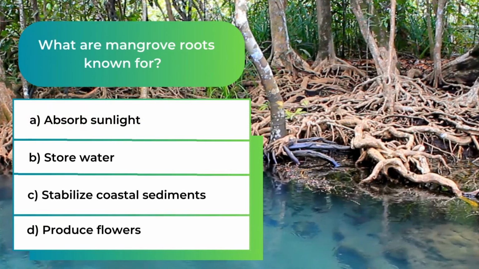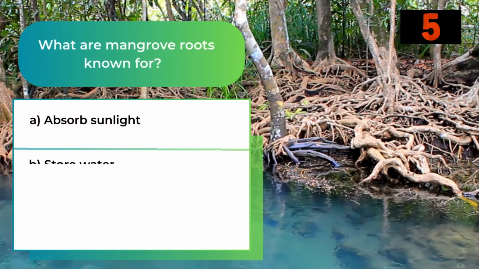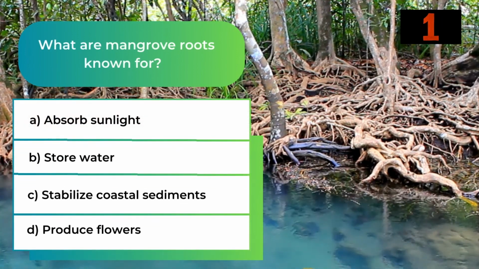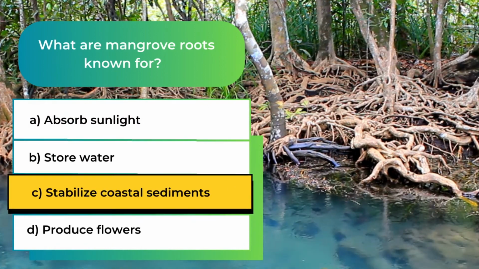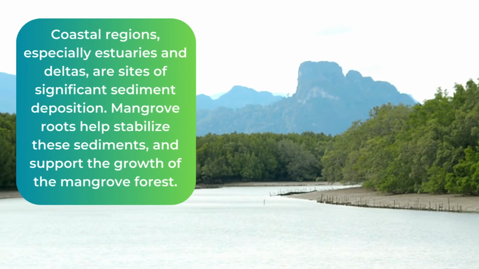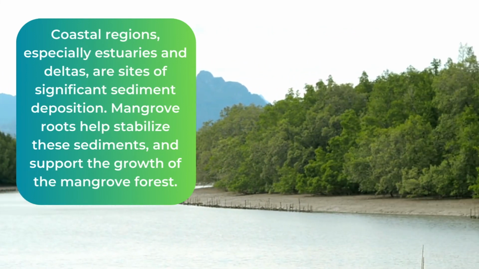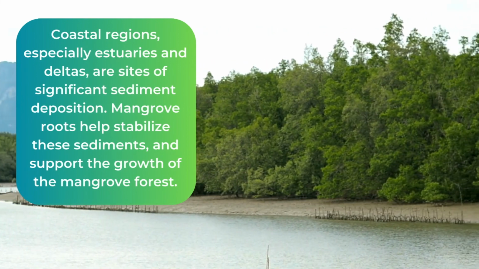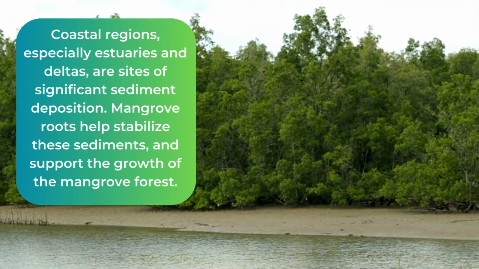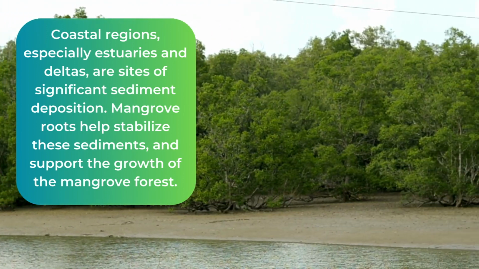What are mangrove roots known for? The answer is C. Stabilize coastal sediments. Coastal regions, especially estuaries and deltas, are sites of significant sediment deposition. Mangrove roots help stabilize these sediments and support the growth of the mangrove forest.